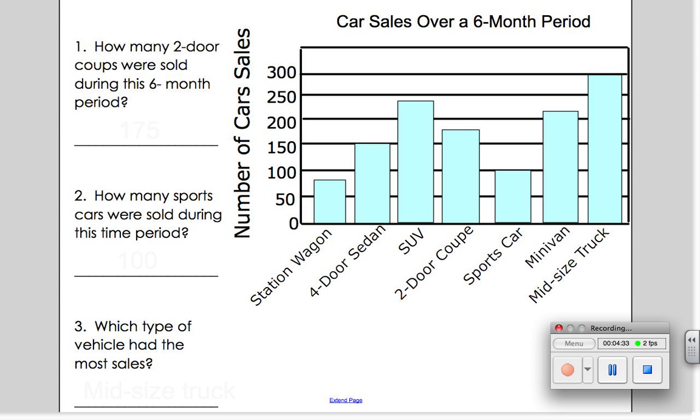This graph is called a bar graph, as we studied in class. Again, please carefully study the graph and all of the information that's being presented to you. The title of this graph is Car Sales over a 6-month period. The y-axis is labeled with number of car sales, and the x-axis is labeled with all the different kinds of cars. Start with number 1. How many two-door coupes were sold during this 6-month period? Take a moment and see if you can figure that one out yourself.